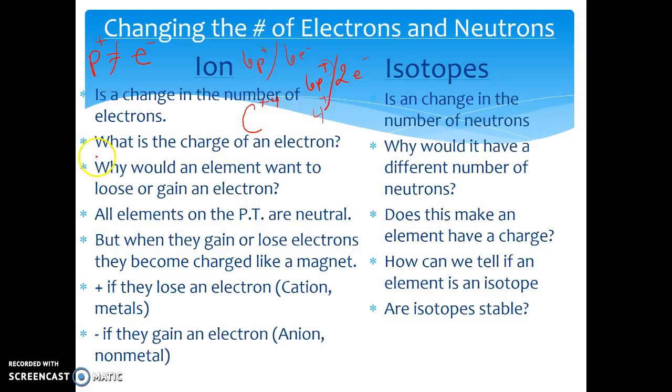The next question says, what is the charge of an electron? Okay, so we just reviewed that. It has a negative charge. The next question is, why would an element want to gain or lose an electron?